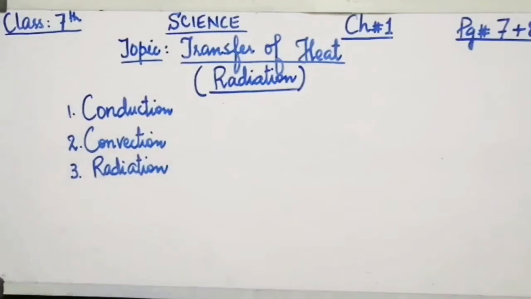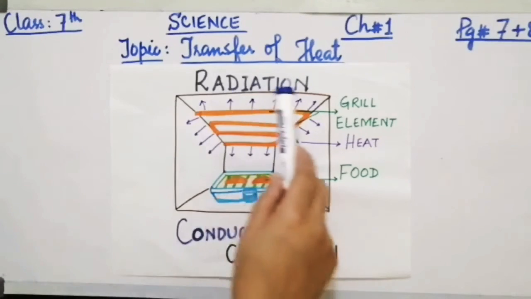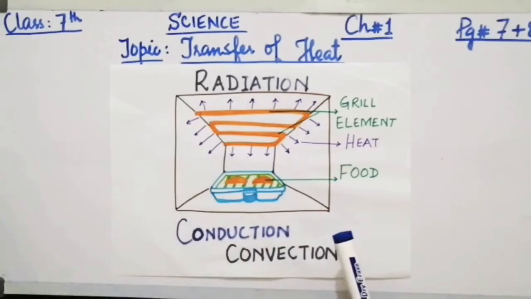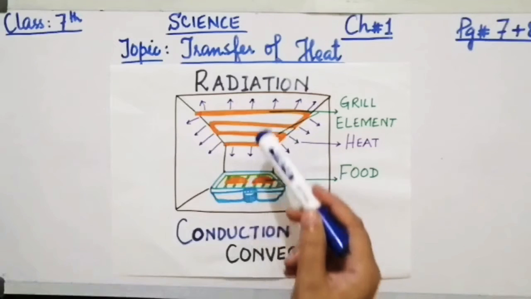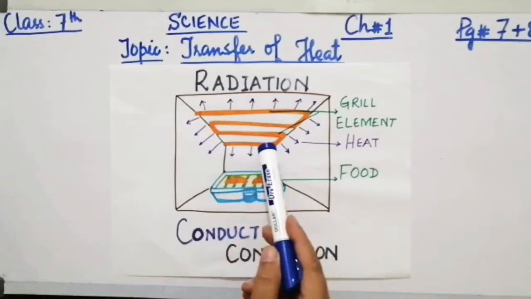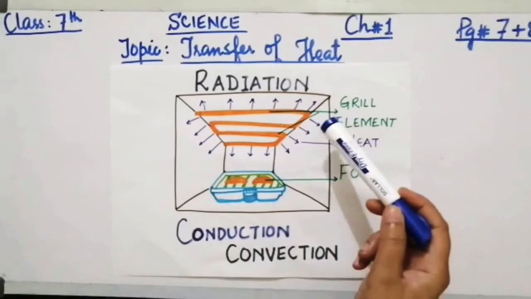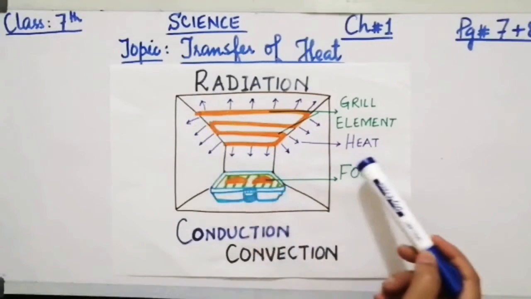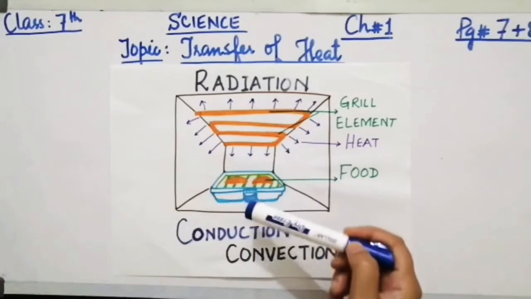So first we will define radiation by a simple activity. To find out the answer to this question, what is radiation, there is a picture in front of you. When we cook food under a grill, heat must travel downwards from the heating element, which is mentioned here with orange lining. This heating element provides heat to the food, and this heat energy, which is mentioned with purple arrows, is moving downward to the food.